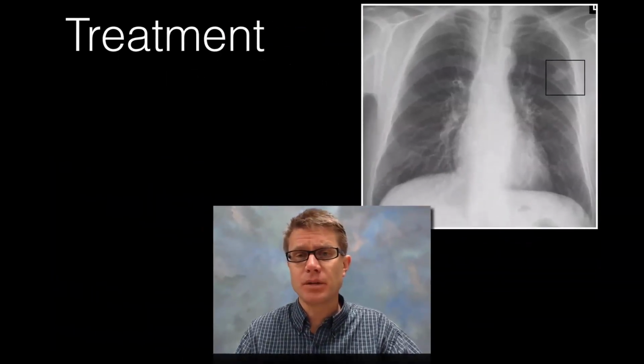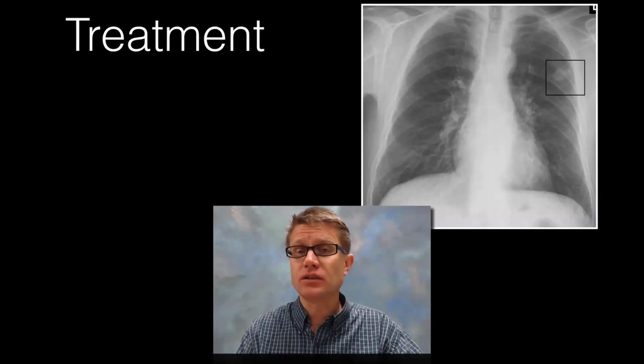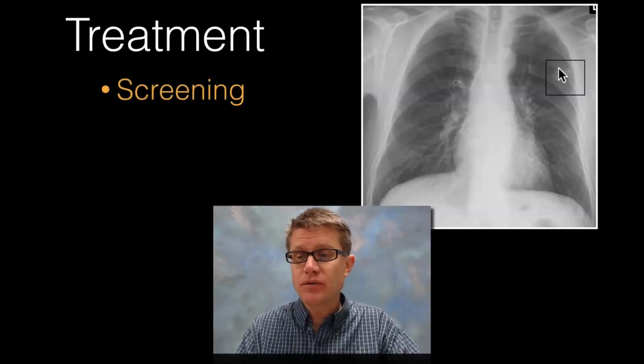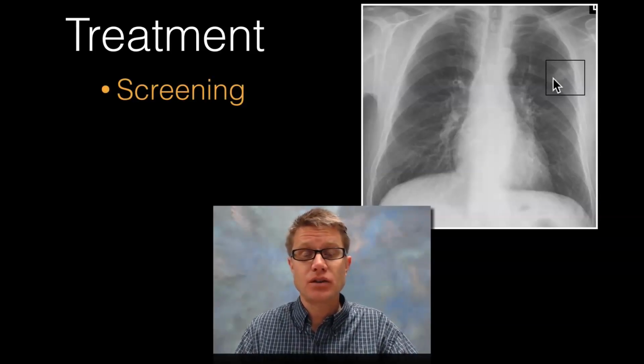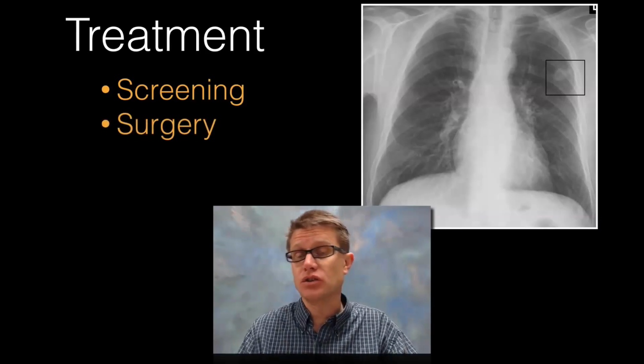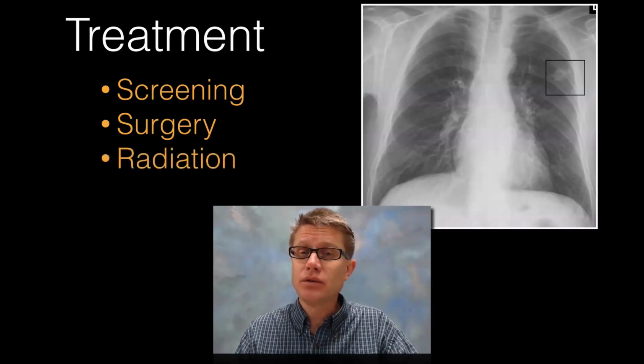And so what do we have for treatments? Since cancer is uncontrolled cell growth, we want to find those cells as quickly as we can. And so screening is the most important thing. Once we find that cancer has developed and we find that tumor, the first thing that we want to do is remove that. And so surgery is generally what happens next. We remove that tumor. We also use radiation.